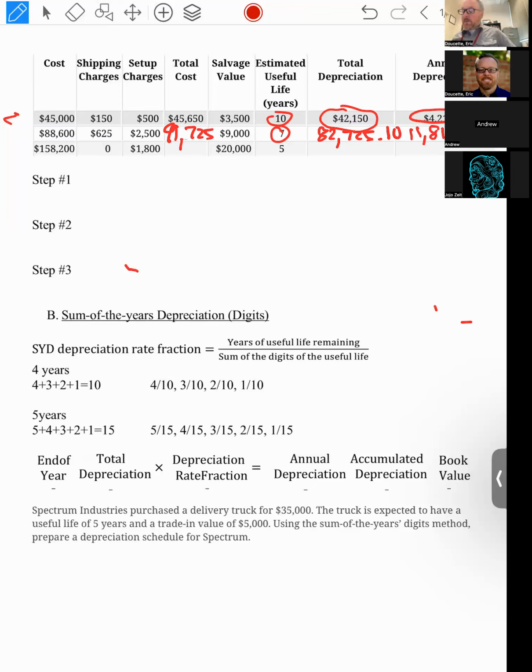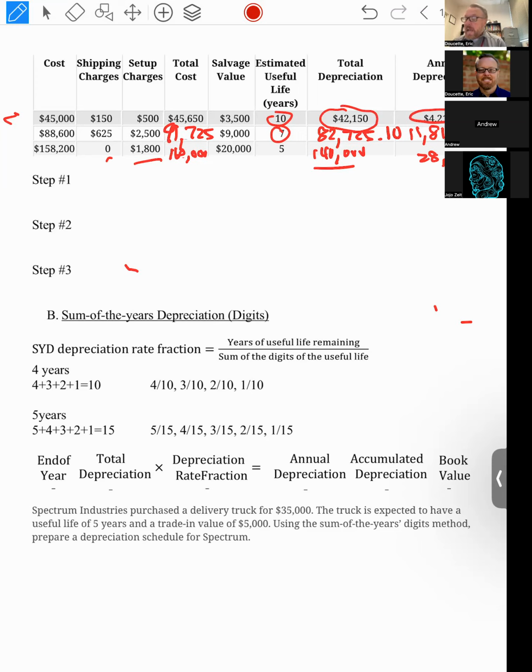And then the last one, 158,000, there's 0 shipping charges, but there's an $1,800 setup charge. So that comes out to now 160,000 total cost. Minus the salvage value means my total depreciation is going to be 140,000. I divide that by the 5, that comes out to 28,000 each time it depreciates each year out of the 5 years. So that is how you do the straight line depreciation.